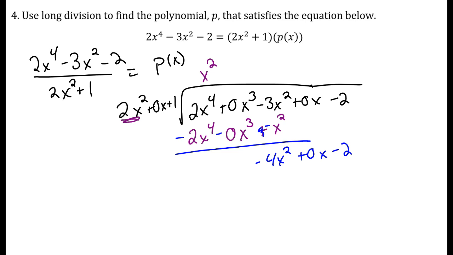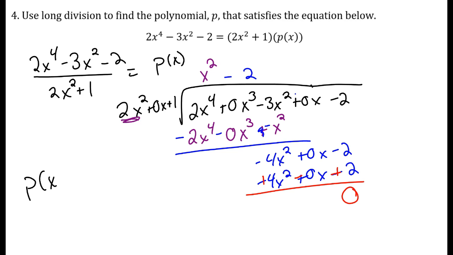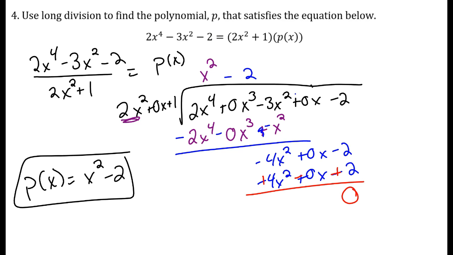And now we restart the algorithm. What times 2x squared gives me minus 4x squared? Well, that's going to be a negative 2. Negative 2 times 2x squared is negative 4x squared plus 0x minus 2. And this looks good because when I change everyone's sign, we get 0 plus 0 plus 0, so we have a remainder of 0. So what's the polynomial p that satisfies that? Well, we know that p of x has to be x squared minus 2. And we can verify this algebraically by doing x squared minus 2 times 2x squared plus 1. And you would get back that quartic polynomial there, that 4th degree polynomial.